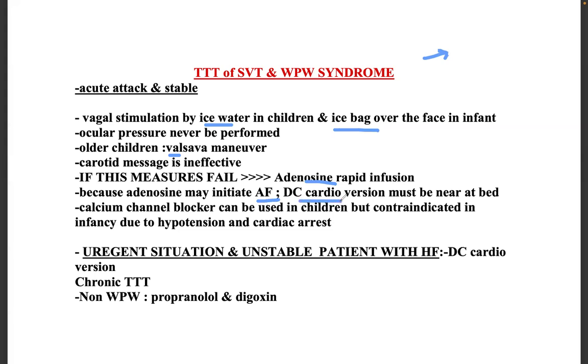Another option is the calcium channel blocker, which can be used in children but is contraindicated in infancy due to hypotension and cardiac arrest. This is for a stable patient. For an urgent situation with an unstable patient, you will do DC cardioversion. If the cause is non-WPW, the chronic treatment will be beta blockers and digoxin.